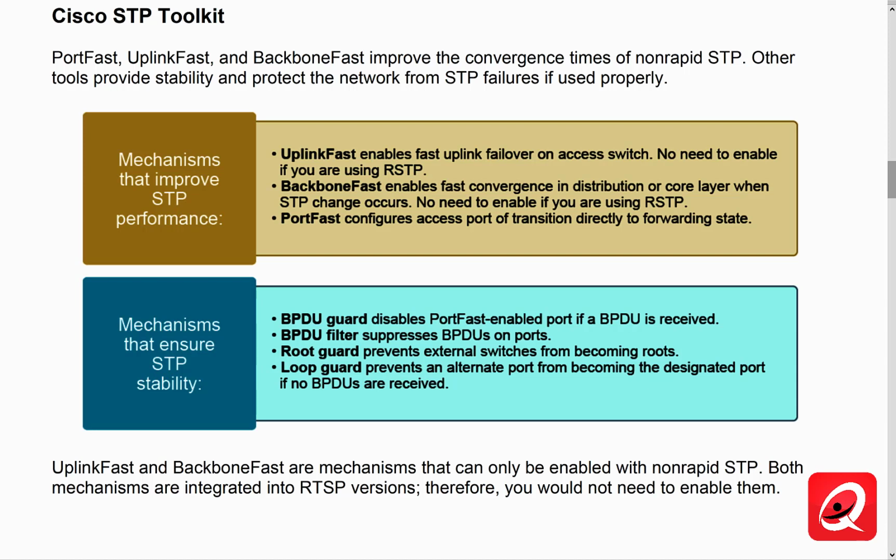Each one of these tools provides a different function within spanning tree. Now, I will say this, uplink fast and backbone fast, we don't really talk about that much. The reason why is because those features are built into Rapid Spanning Tree. So if you simply enable Rapid Spanning Tree, automatically uplink fast and backbone fast are going to be enabled. Okay? So we don't have to really worry about those two.